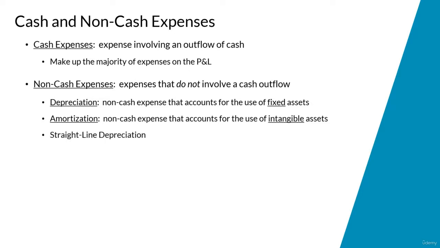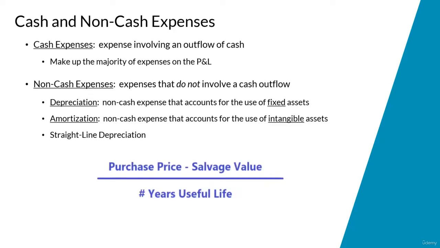The first, and one of the most common, is what's called straight-line depreciation, which is where the company depreciates or amortizes the assets evenly over their useful life. The formula for straight-line depreciation is purchase price minus salvage value, divided by useful life. Salvage value represents the asset's estimated resale value at the end of its useful life.